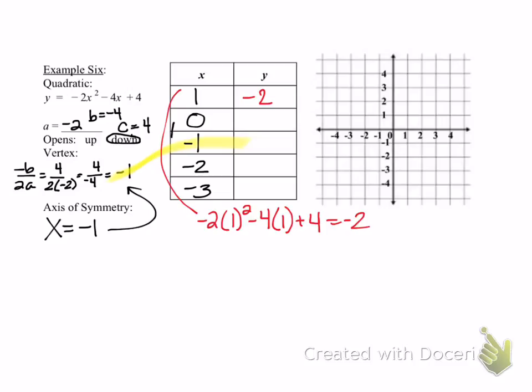The next one we've got to plug in, which is 0. So we got -2, then parentheses, then 0, then the squared, then the -4, and then parentheses again with the 0 inside of it, and then plus 4, and then equals. We can tell that it's 4. So this one's a 4, this one's a 4.